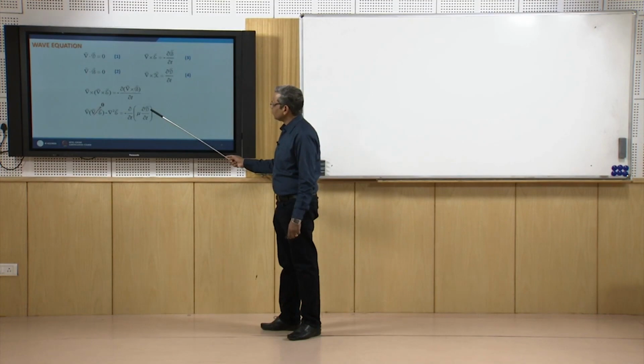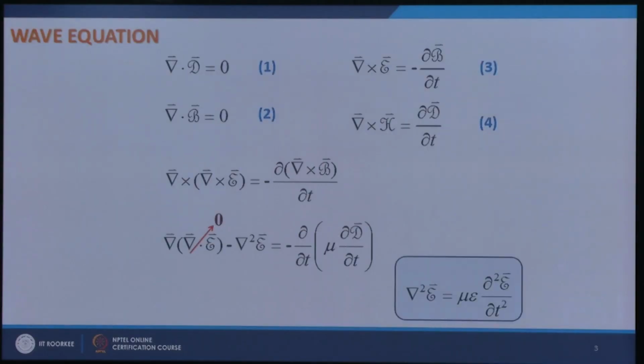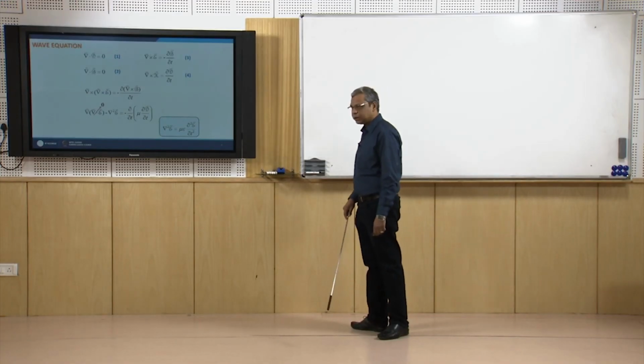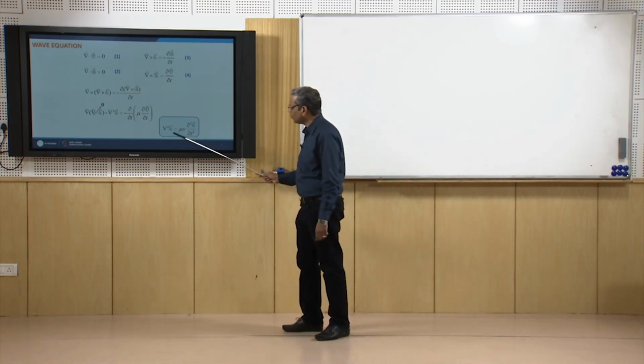and again I put D is equal to epsilon E, then this equation simply becomes del square E is equal to mu epsilon del 2 E over del T square. So, here you can see that this del square is nothing but del square over del x square plus del square over del y square plus del square over del z square. So, this simply tells me how E varies with x, y and z and with time. So, I need to solve this differential equation and get the functional form of E.